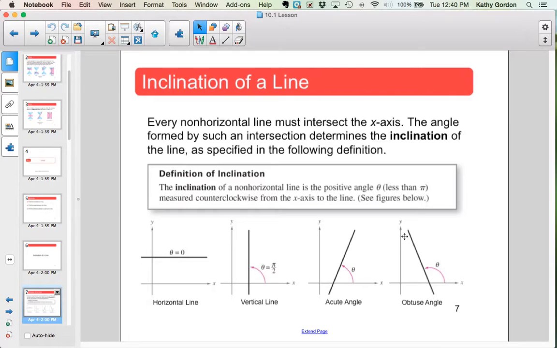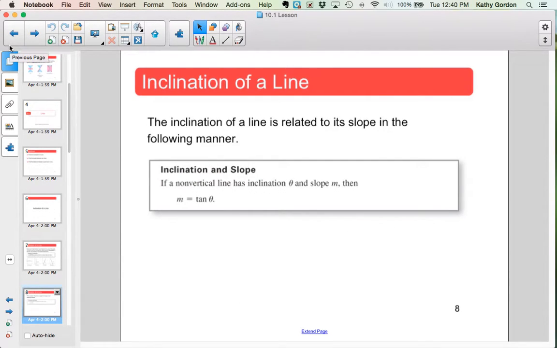So any questions on what we're looking for? Does that make sense? All right, so how do we find it?